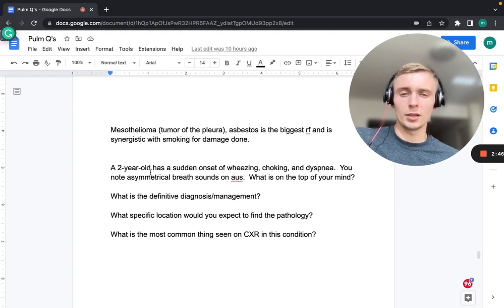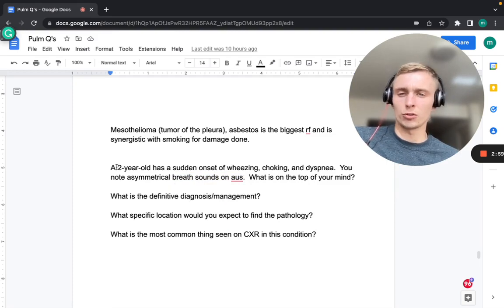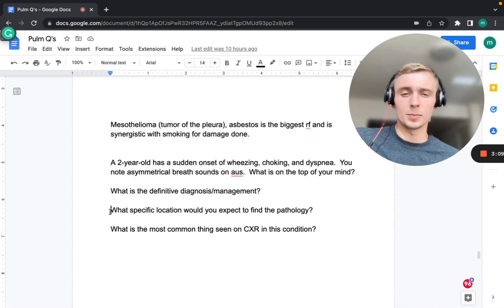Next one is a 2-year-old that has sudden onset of wheezing, choking, and dyspnea. You notice asymmetric breath sounds on auscultation. What is at the top of your mind? What is the definitive or diagnostic management? What location specifically would you expect to find this pathology? And what is the most common thing seen on chest x-ray in this condition? So a few things here again: definitive diagnosis and management, specific location, and what is the most common thing you'd see on chest x-ray.